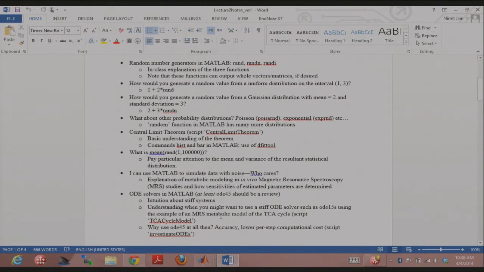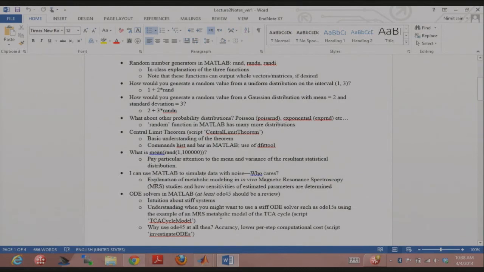And you might ask, why use ODE45 at all? The reason to use ODE45 is because it's more accurate than 15S in general, and the per-step computational cost is lower. ODE15S is much more expensive per step, but what was going on with stiff systems is that the number of steps ODE45 has to take, as opposed to 15S, is a lot greater.